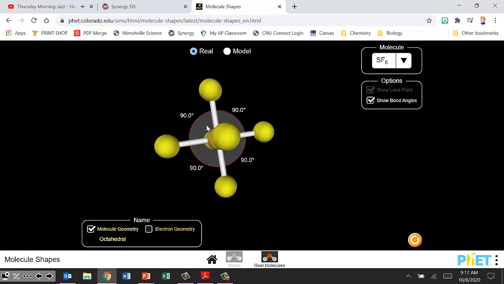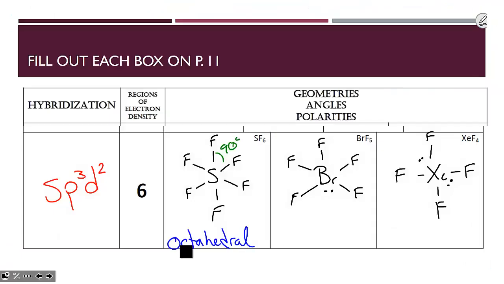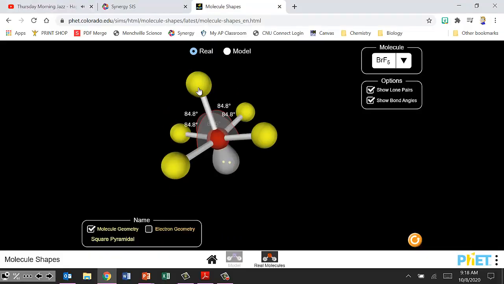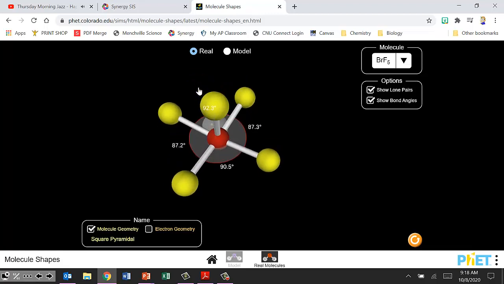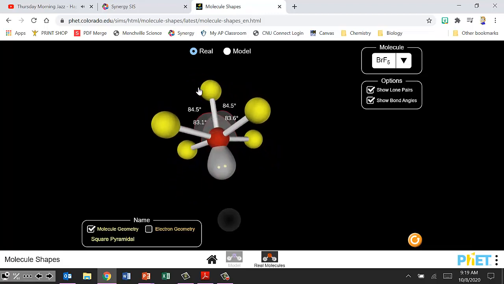So the bond angle for this starts at 90 degrees from top to middle, and along the middle they're all going to be 90 degrees from one another. So anything that's sp3d2 hybridized starts with a bond angle of 90 degrees. Adding lone pairs is actually not going to substantially change that bond angle. In bromine pentafluoride, we end up with a square that forms a pyramid.